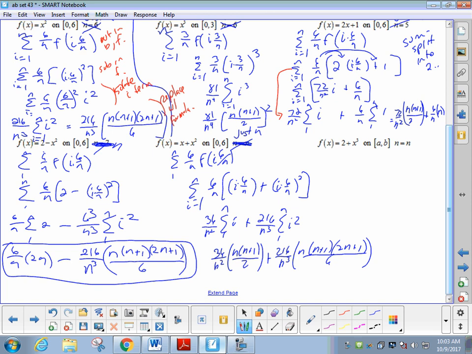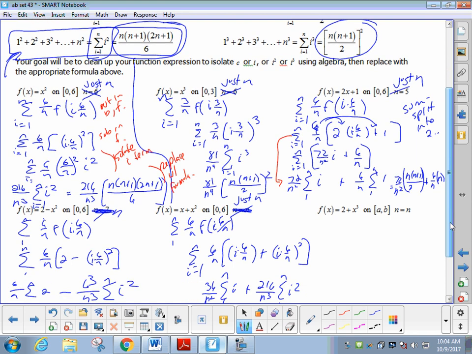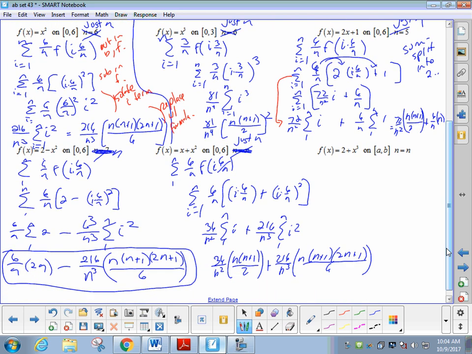Yes? I have a question. Sure. On the third problem, when you were multiplying the 6 over n across the 2 plus 1, the distributing, yeah, it's just weird, right? The next step is 72 over n cubed, plus 6, and then on the fourth problem, you just left it, you didn't multiply 2 to 6.